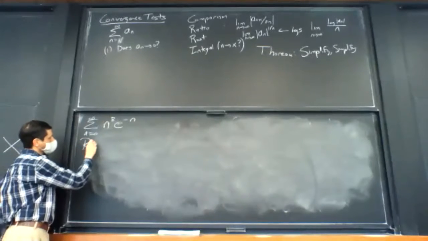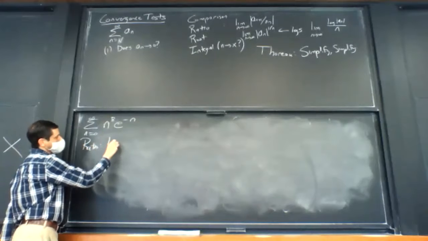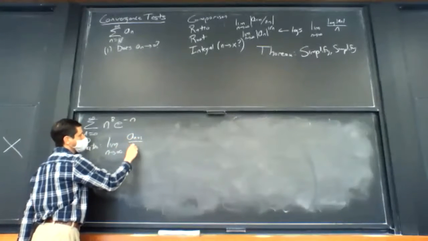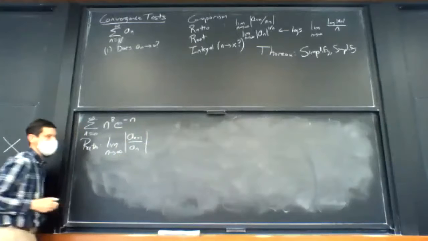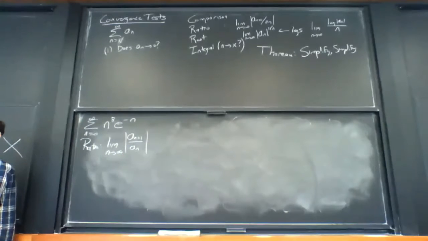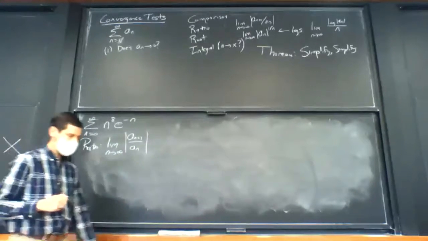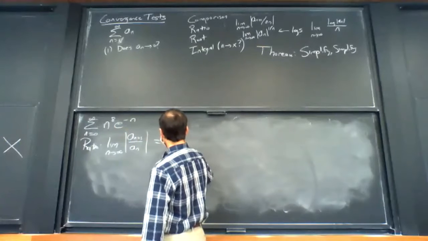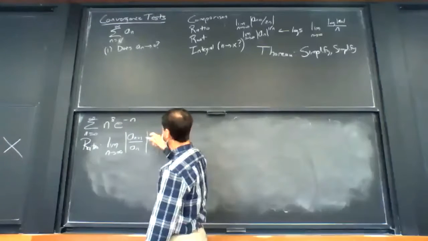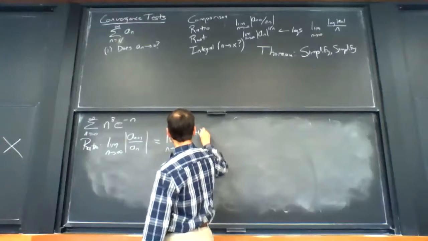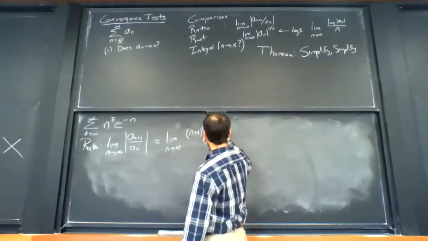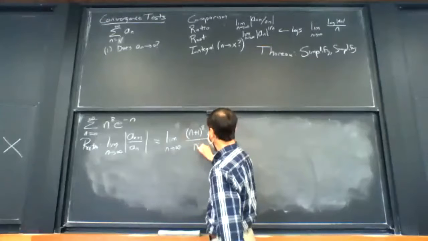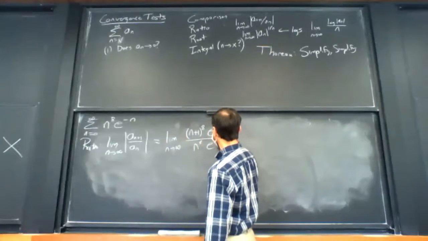So for the ratio, I always like to start by writing the limit as n goes to infinity of a_{n+1} over a_n, so it's clear what we're studying. All right, so that's going to be the limit as n goes to infinity of a_{n+1}, so it's going to be (n+1) to the 8 e to the negative (n+1) divided by n to the 8 e to the negative n.